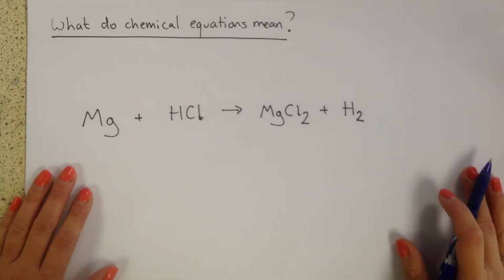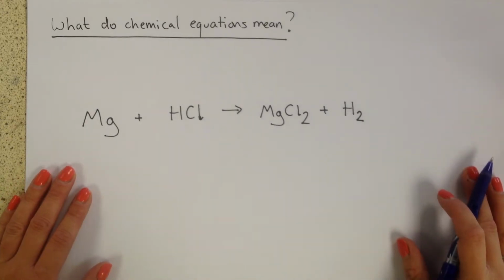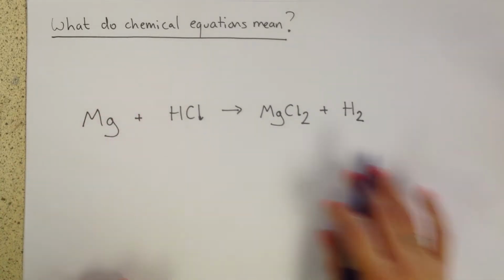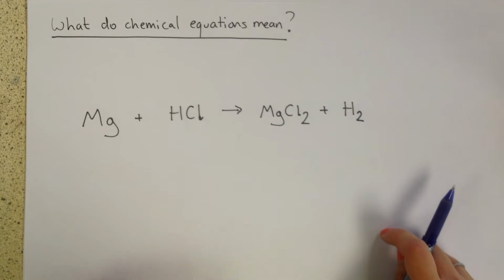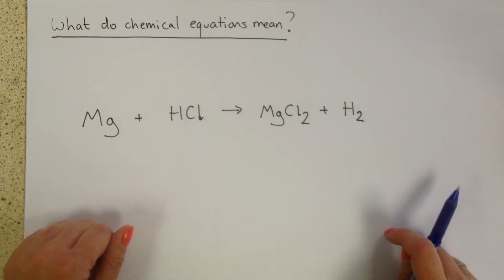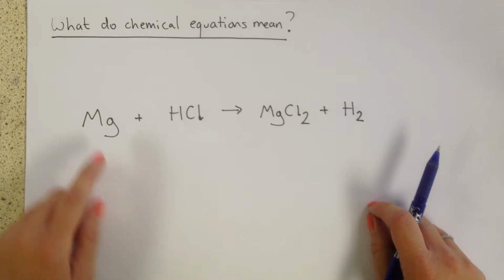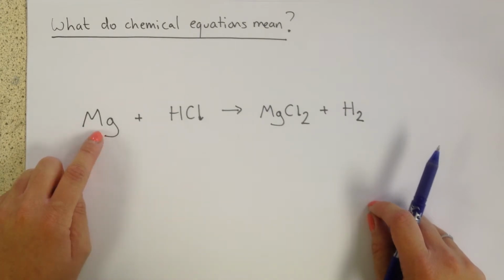In this video I'm going to talk to you about the basics of what a chemical equation means. You should remember from GCSE you have reactants and you have products. Hopefully from the work you've already completed you also know that you can't change the formula within a chemical equation. Metals always appear on their own.